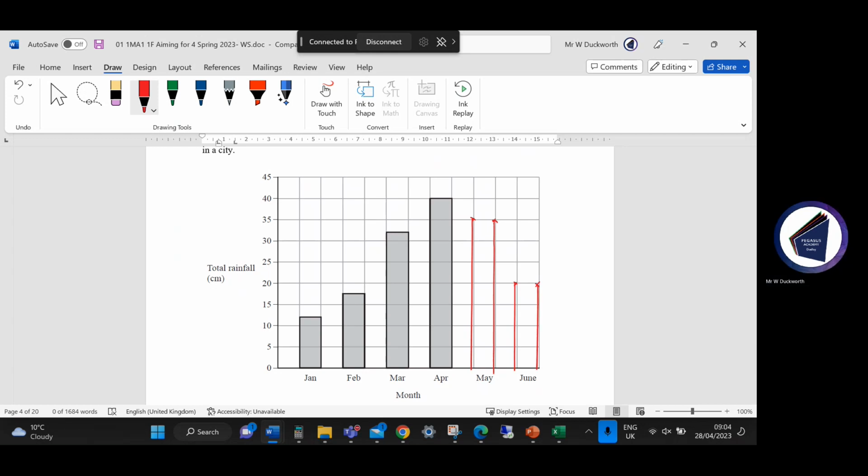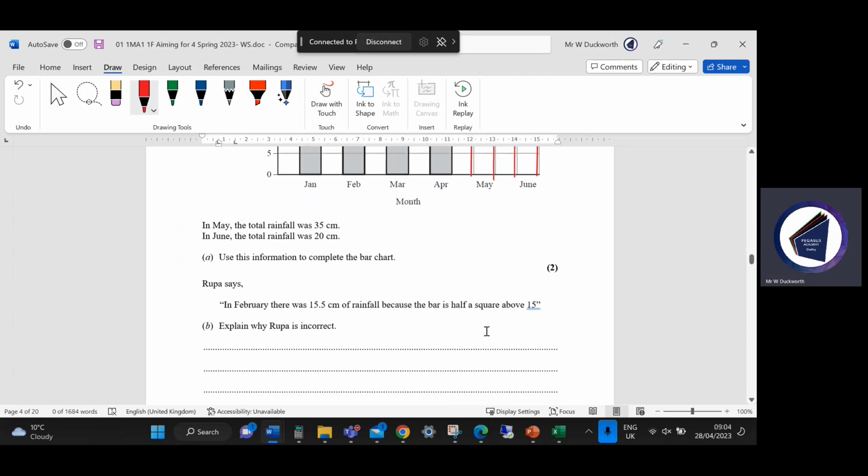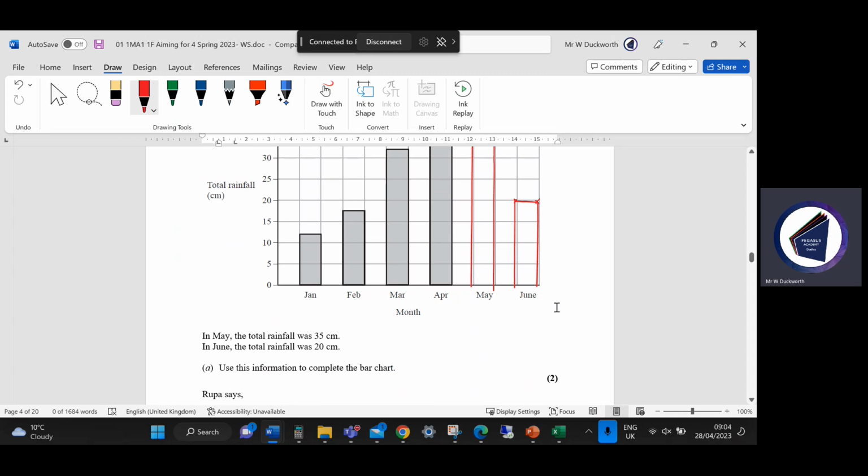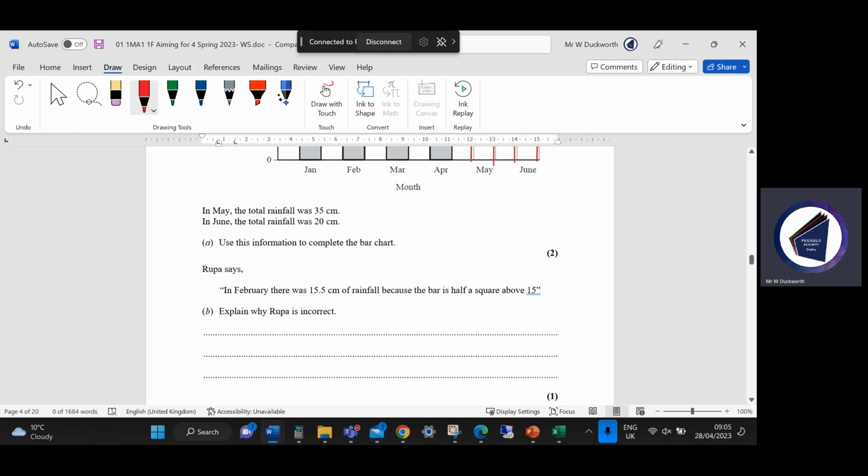Draw the bars. And there we go. For part A, use the information to complete the bar chart. We've done that. Okay, Rupert says in February there was 15.5 centimetres of rainfall because the bar is halfway above 15. Explain why Rupert is incorrect. So what he said is correct. It is halfway above 15. However, each square on the bar represents 5 centimetres. So that's his mistake. You could simply state what the correct answer is. You don't necessarily need to state what he's done wrong.